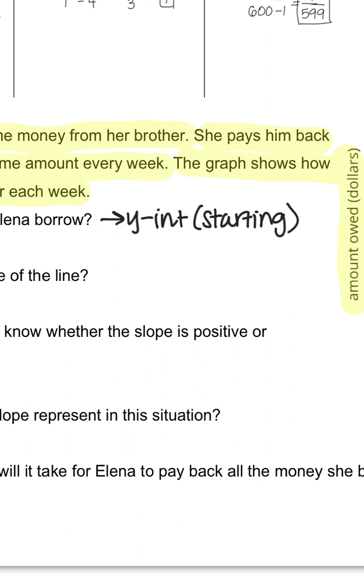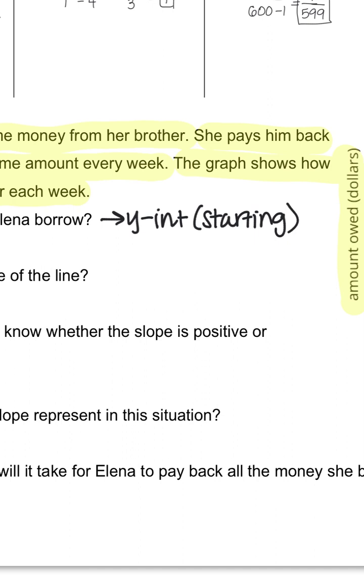Our next question is, what is the slope of the line? So we need to find 2 points that intersect at an even crossing. So we're looking to see, where does a horizontal line cross a vertical line? So for example, this point here would be a point we could use. We wouldn't want to use something like this because that's in between 1 and 2 weeks. So we want to make sure that we're at an even amount for weeks and for money.